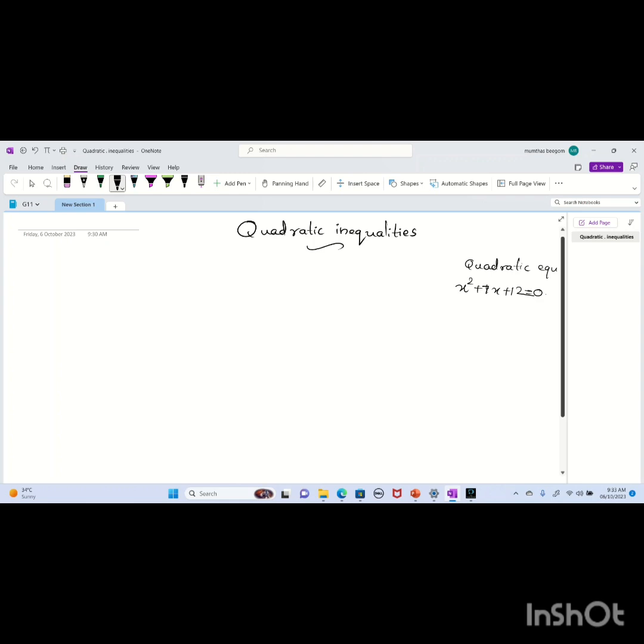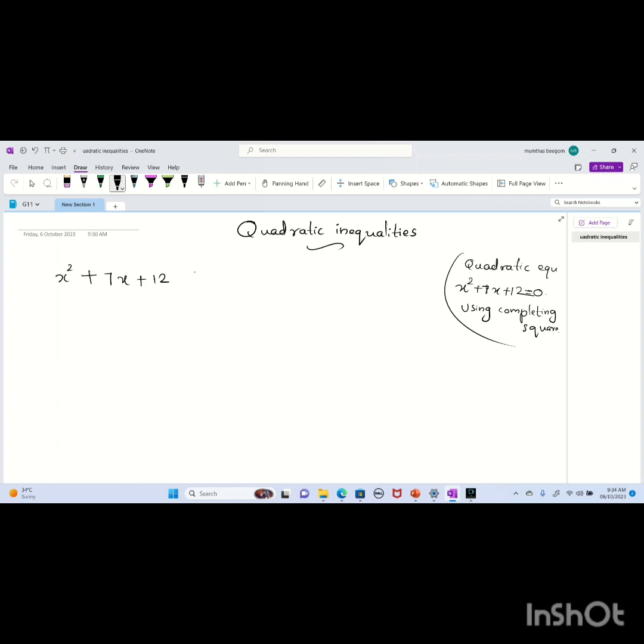We know how to solve it using the completing square method we learned, before you learn how to solve using equation and factorization. So here we have only completing square to solve it. But here we have the topic quadratic inequality. So inequality, if I take the same equation, x square plus 7x plus 12.